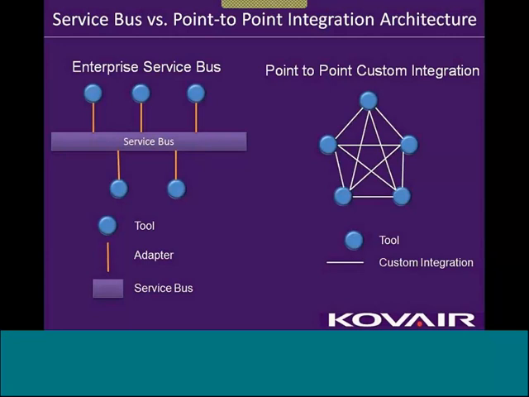So just to give an example, if you want to replace just one tool out of, let's say, 10 tools, in a point-to-point custom integration, you have to replace 9 different integrations. Whereas in an ESB architecture, you have to replace just one adapter. So you can very well understand the amount of savings in terms of time, effort, headache, etc.